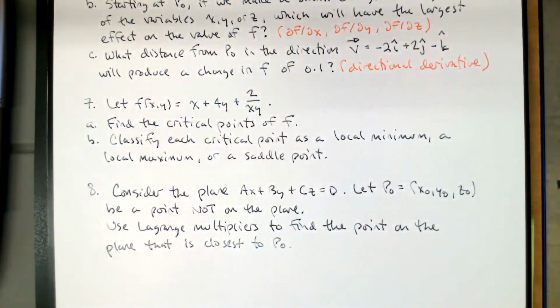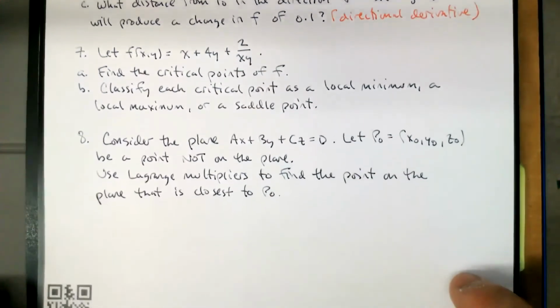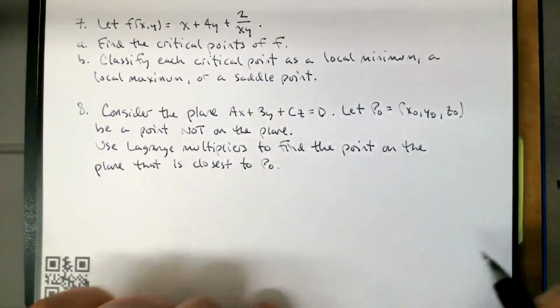I'll include the suggestion to use Lagrange multipliers. Find the point on the plane that is closest to P naught. This is just an expansion of a problem that you can do in Calc 1 or even in geometry.